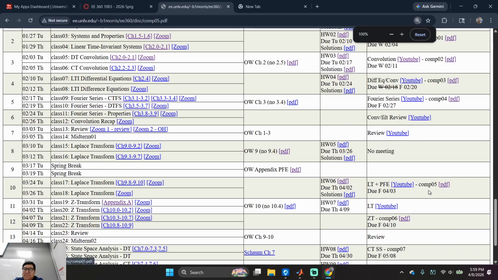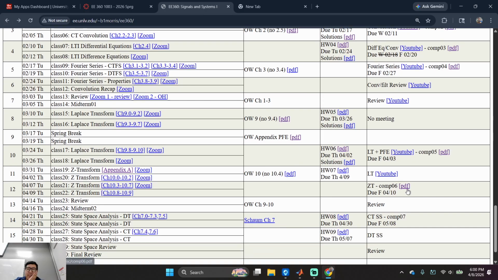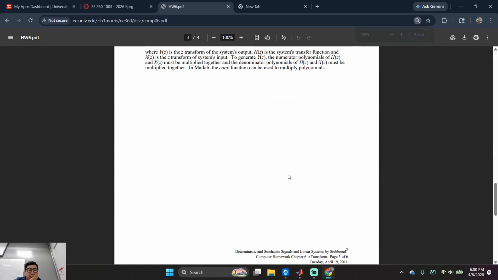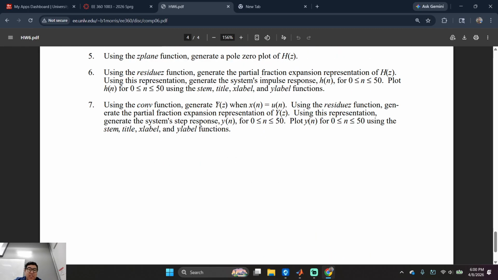Computer assignment 5, not that hard of an assignment. Really shouldn't be. You guys saw how I kicked the boxes, right? Residues and convolution. Actually, you know what? Let's do this. Generate Y(z) when x[n] is equal to u[n], right? Does everyone know what the Z transform of the unit step is?